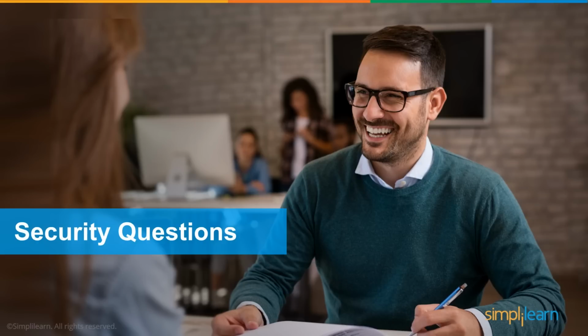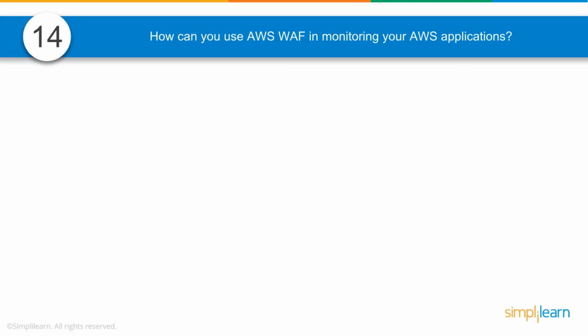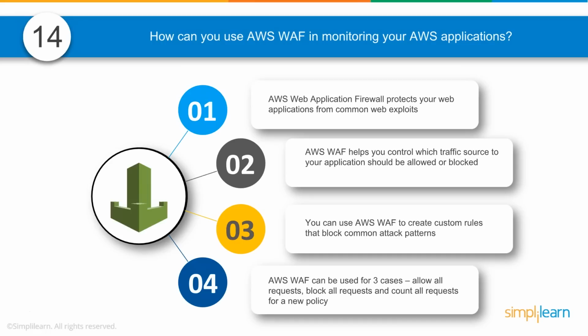Let's talk about some of the security related questions you would face in the interview. When talking about security and firewall in AWS, we cannot avoid discussing WAF, Web Application Firewall, and you would definitely find yourself being asked how you can use AWS WAF in monitoring your AWS applications. WAF protects our web application from common web exploits, and helps us control which traffic from a certain source should be allowed or blocked to your application.